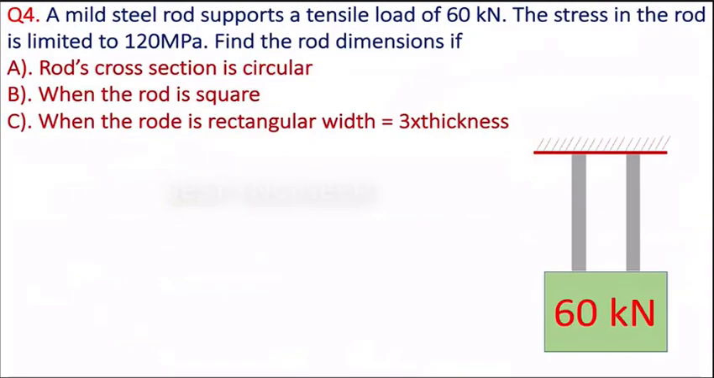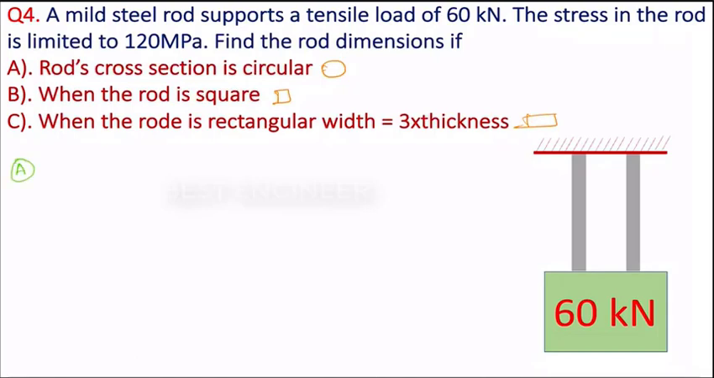Next question. A mild steel rod supports a tensile load of 60 kilonewton. The stress in the rod is limited to 120 megapascal. Find the dimensions of the rod when the rod's cross section is circular, square and rectangle. These three conditions we need to find. Let's take the first case.